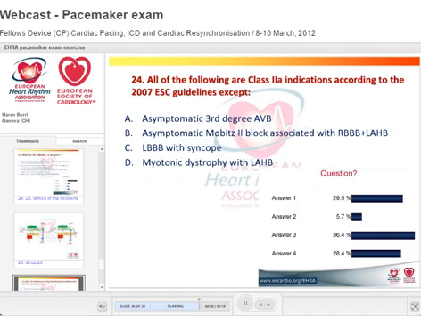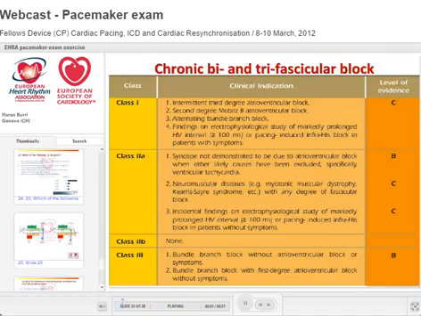Carsten mentioned these diseases, myotonic dystrophy and so forth. If they have fascicular block, it's also a class 2 indication. Now, asymptomatic Mobitz 2 with bifascicular block is a class 1 indication. It's in the table, I think I've put it here. Here we go. This is chronic bi- and trifascicular block. So right bundle branch block with left anterior block and Mobitz 2 would actually be a class 1 indication. Okay.